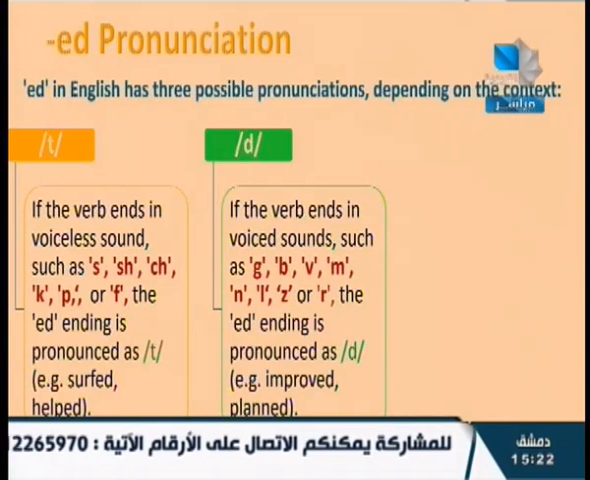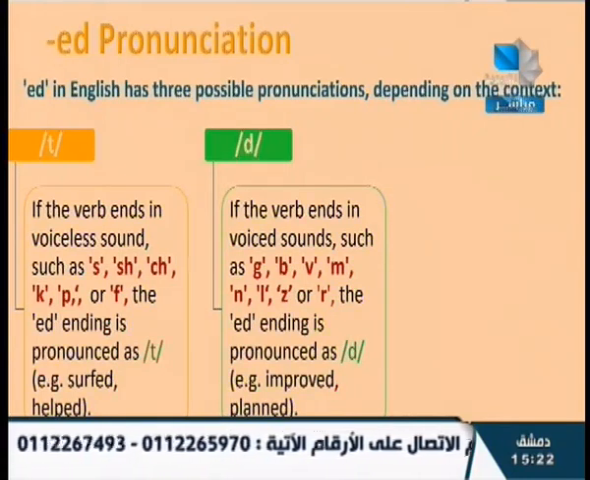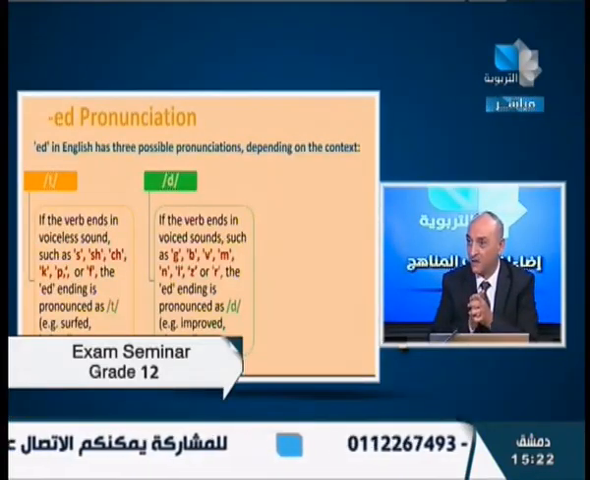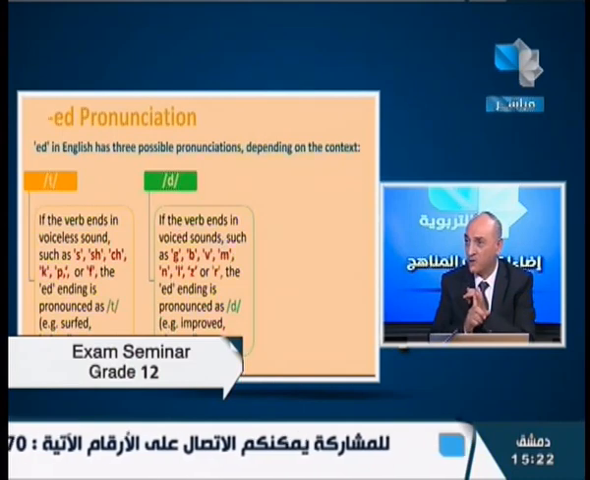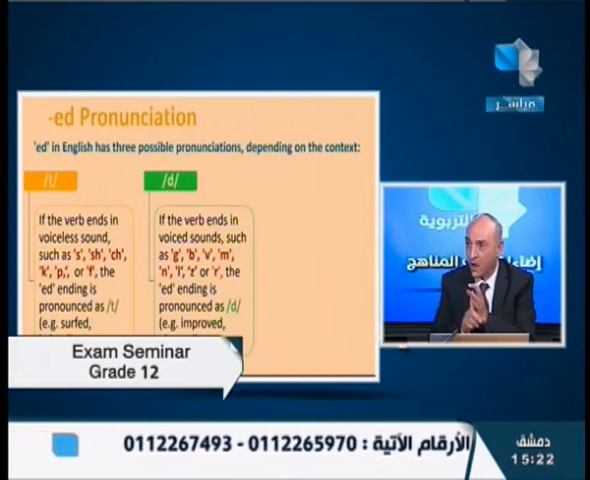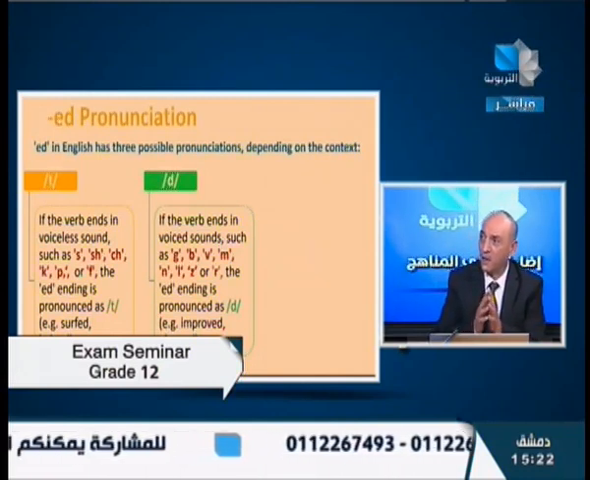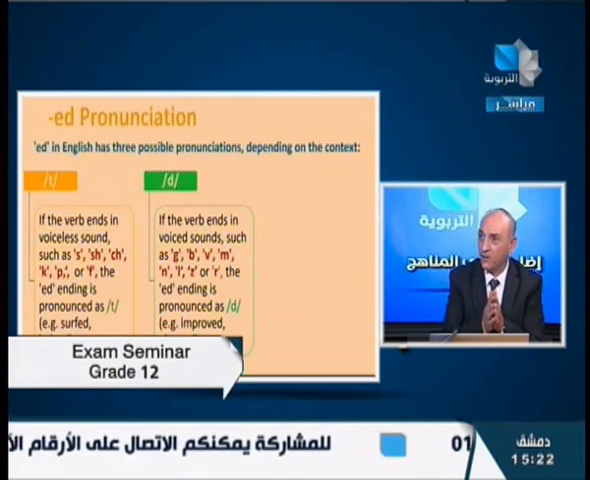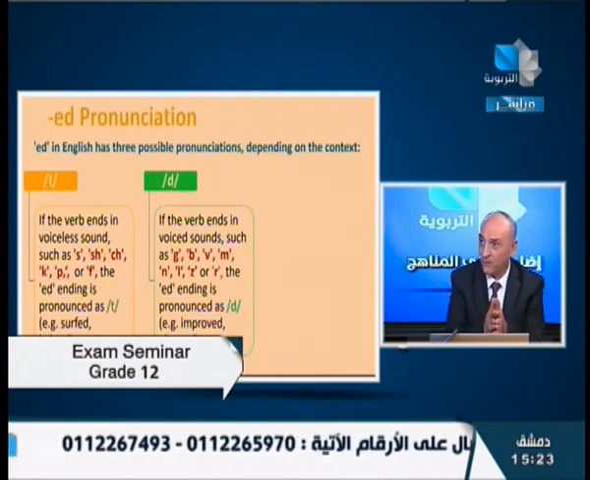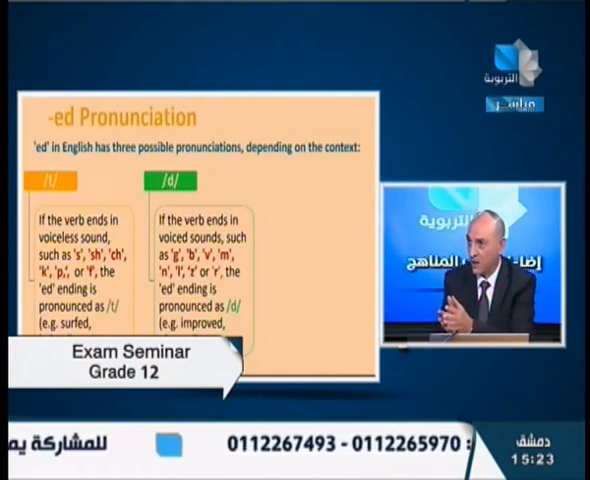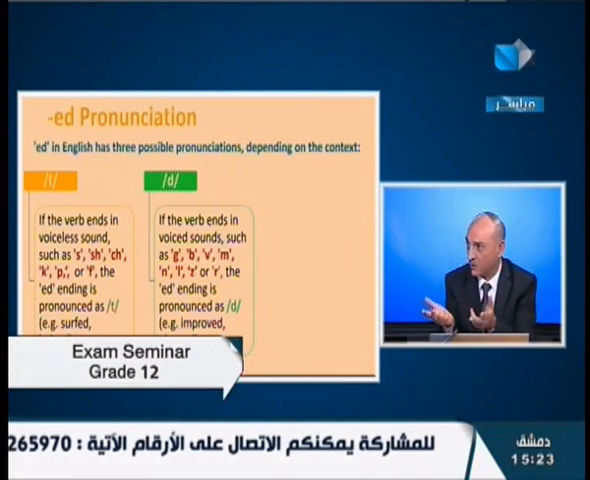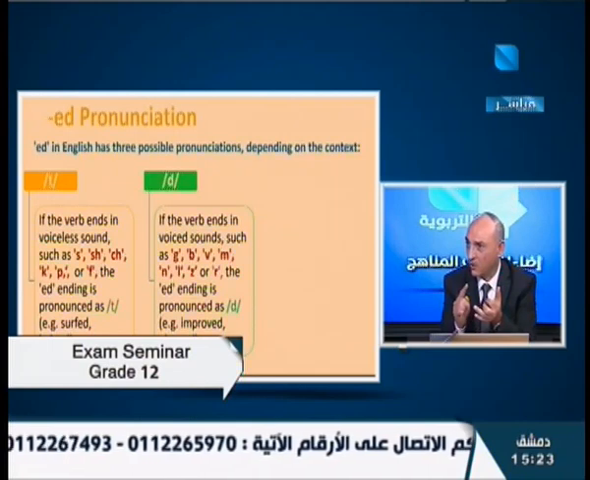Any sound except these sounds, we pronounce the ED as D, except when the verb ends with T or D, then we pronounce it id. So we have 3 sounds for the ed. Why do we add ed? We add ed to the verb to make it past. You know that. All regular verbs take ed in the past. So this ed can have 3 sounds: T or D or id.